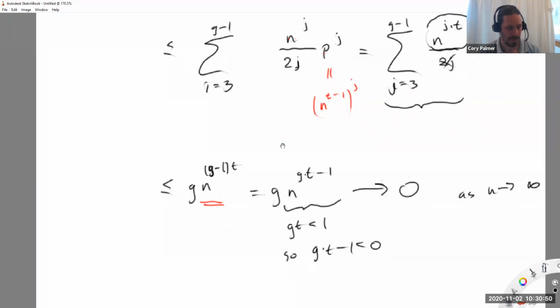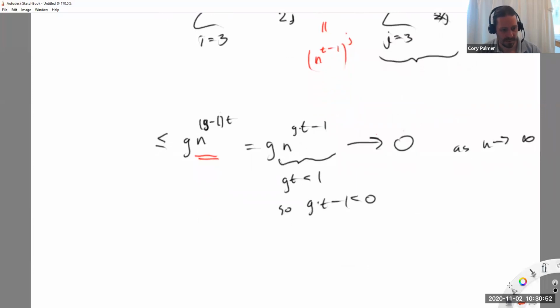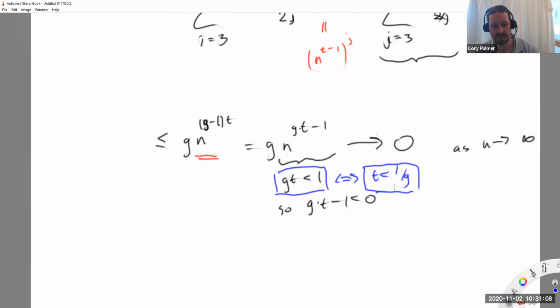Okay. And so this boxed part here is equivalent to t is less than 1 over g, which is given, that's the definition of t, right? This boxed thing follows from the definition of t, okay? So this was why we chose t to be smaller than this, so that this thing went to 0.